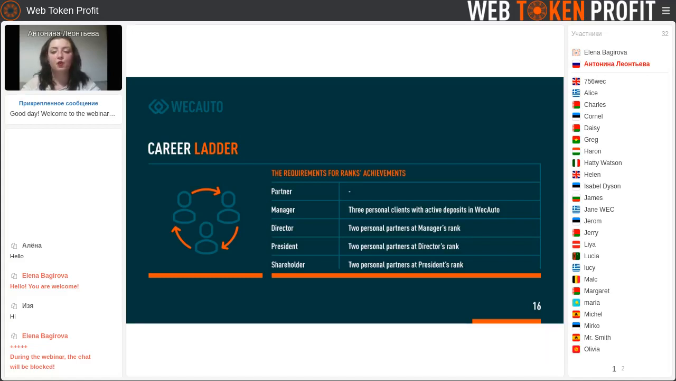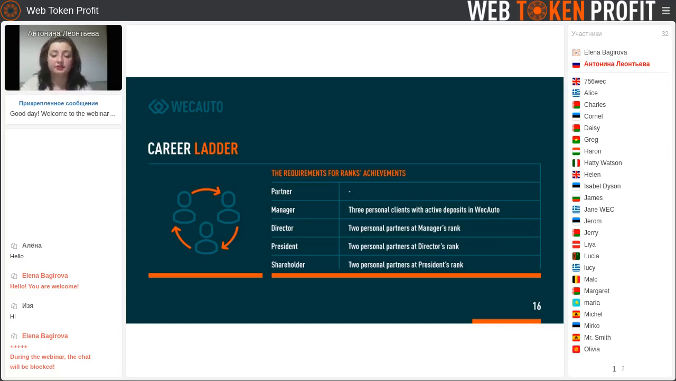It gives when attracting three personnel who have made the deposits, and the license must be at least $500. The third rank is a director. You have two personal partners as a manager. The license should be $5,000.